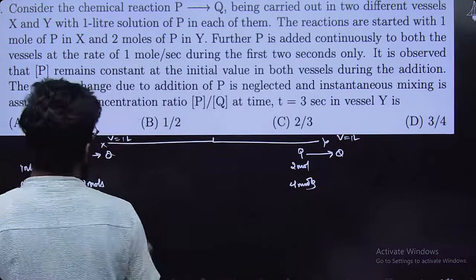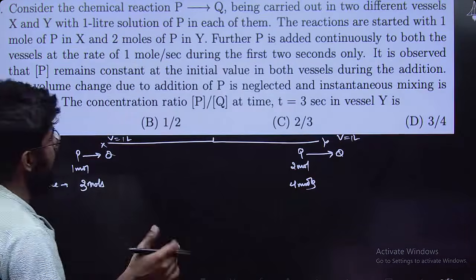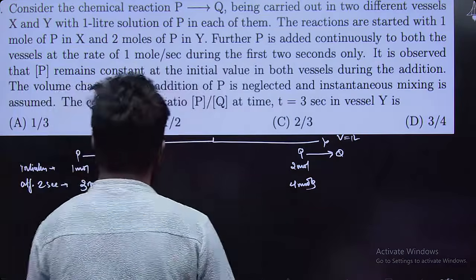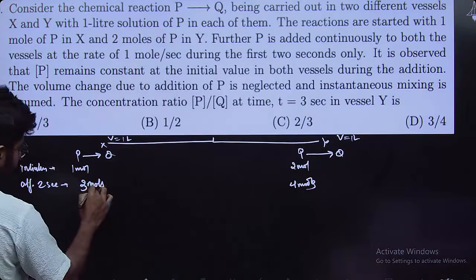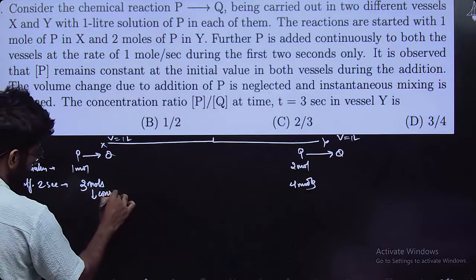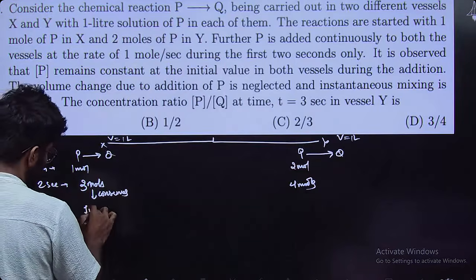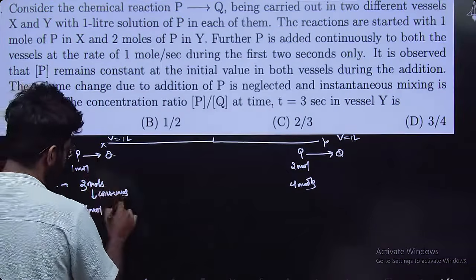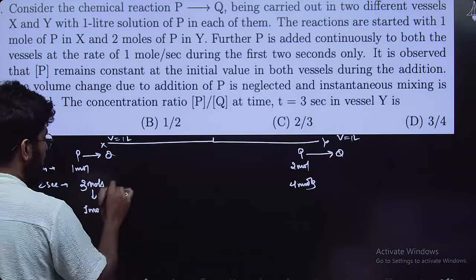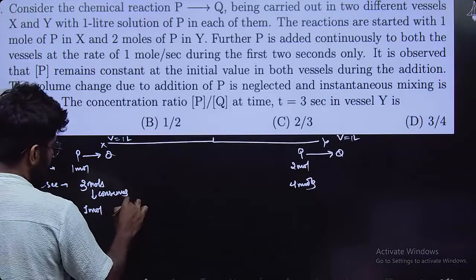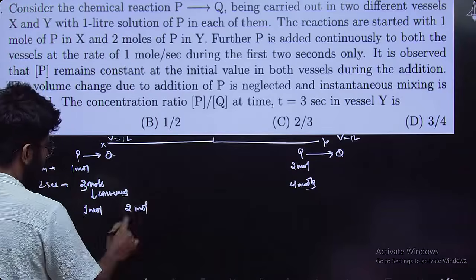Now what you amazingly find out is, it is observed that P remains constant at its initial value in both the vessels during the addition. It means that even if you have added 2 moles, it is rapidly and instantaneously consumed, and again equals the initial amount of P, which means that the 2 that you have added per second immediately get consumed to make the corresponding Q.